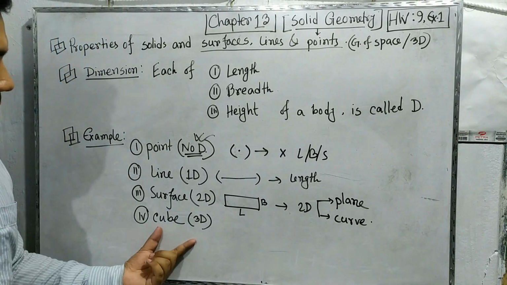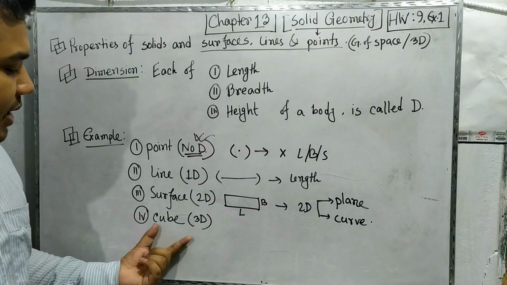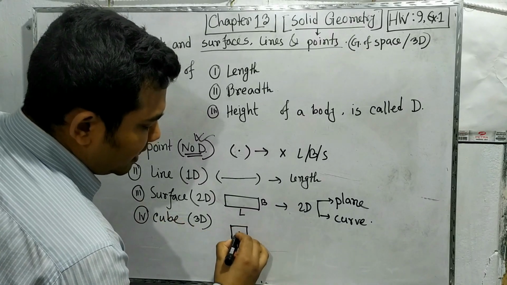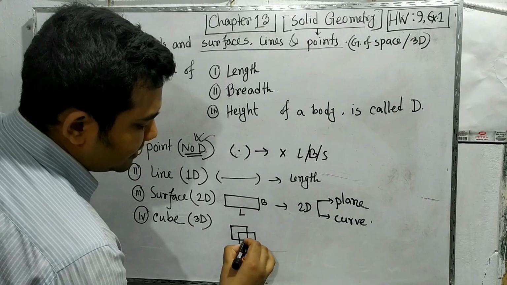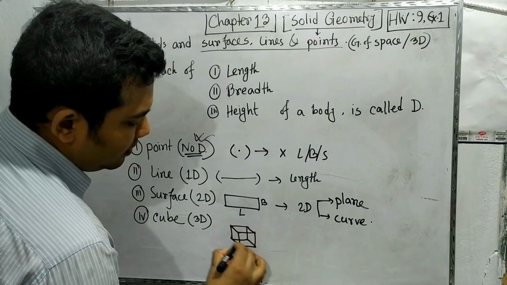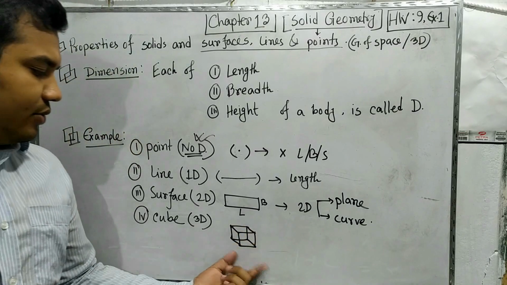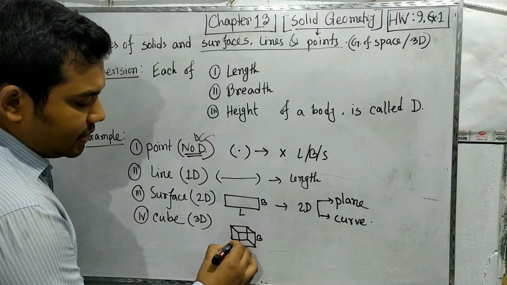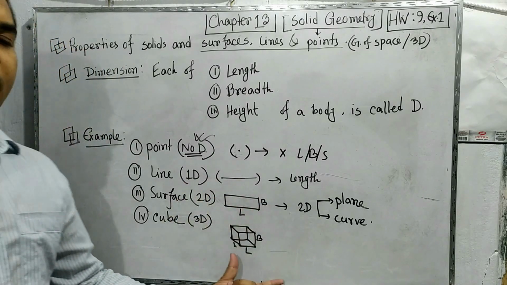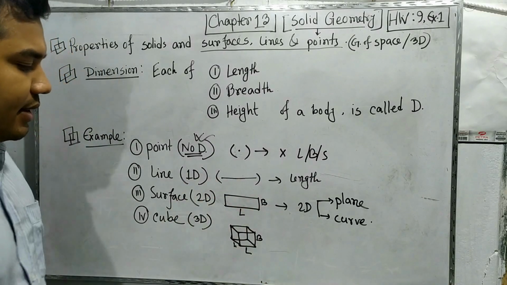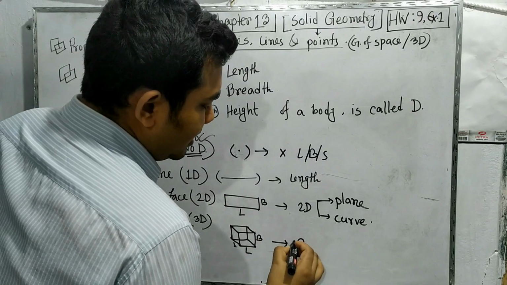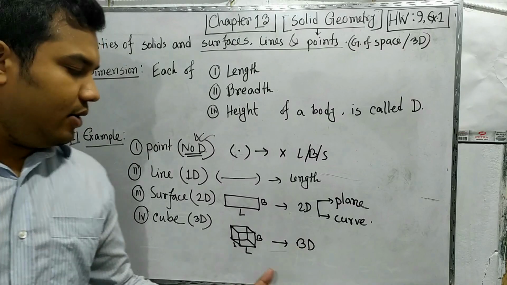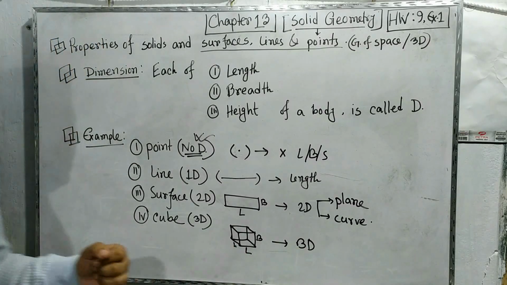Okay, now we are talking about the cube. What is the figure of the cube? The figure of the cube generally looks like this, where length, breadth and height, all three, are available. That's why it is called 3D. These are known as three-dimensional parts, or a three-dimensional surface.